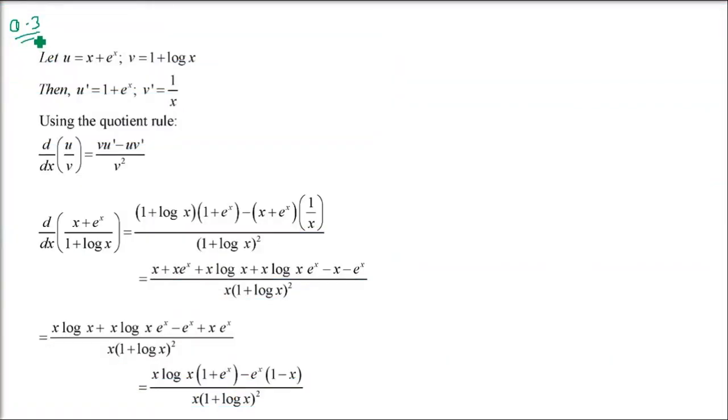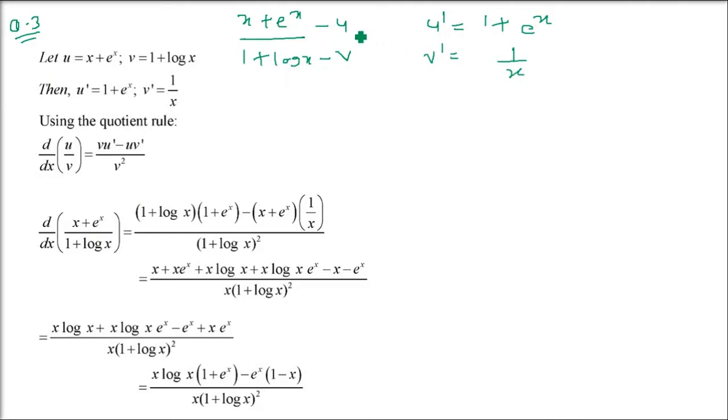This is question number 3. The function is x plus e raise x divided by 1 plus log x. So you have u as x plus e^x, v is 1 plus log x. u dash is what? x will be 1 and e raise x differentiation will be e raise x. v dash is what? 1 is 0, and log x is 1 by x. Only 1 by x will remain.